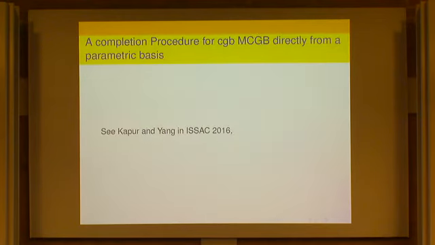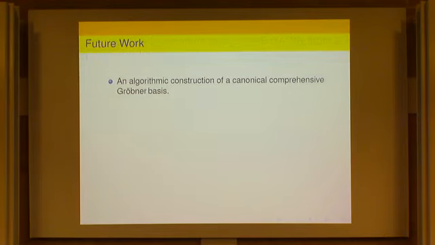So we wrote a paper which appeared in last year's ISSAC on a completion procedure, basically very much like the original Buchberger or Knuth-Bendix completion procedure, which does not go through CGS and all these constructions, but goes directly to compute the CGB. But it doesn't produce a canonical CGB. It produces a minimal CGB, but not canonical. So a future work is an algorithmic construction of this thing.